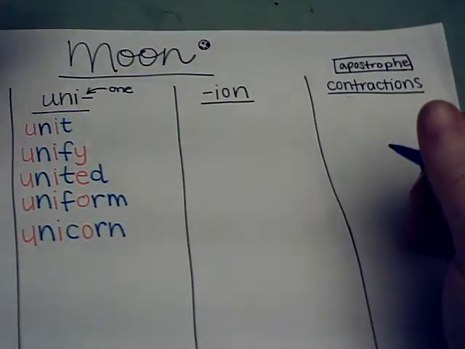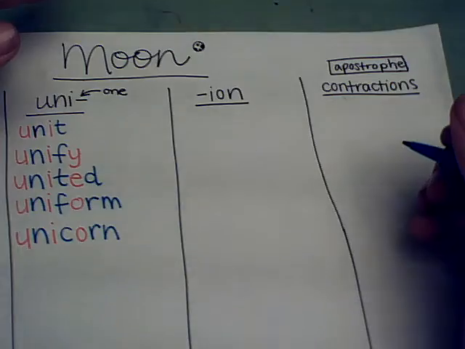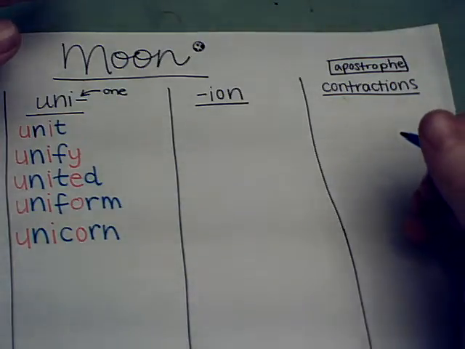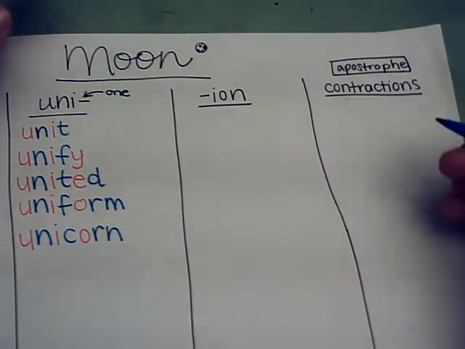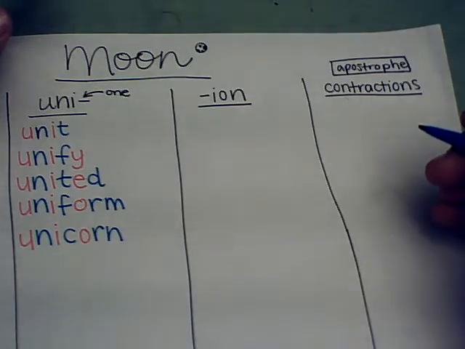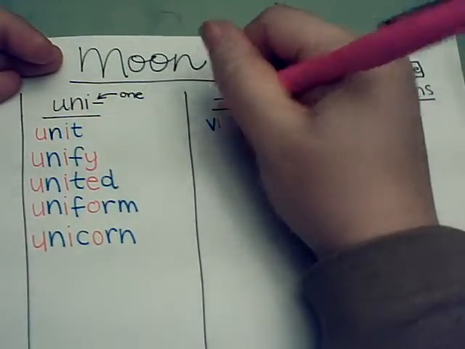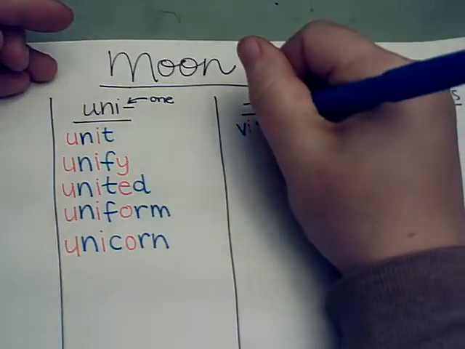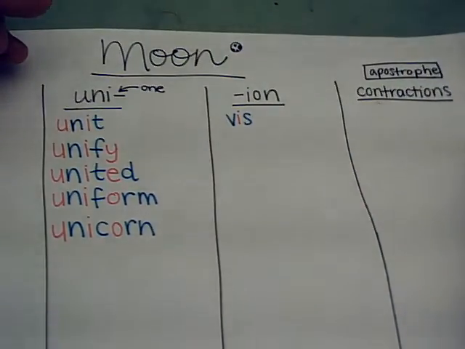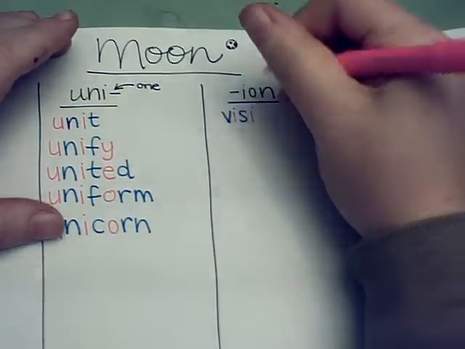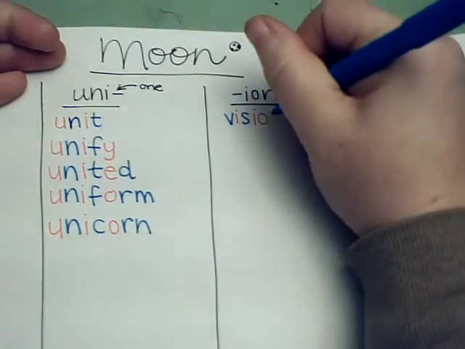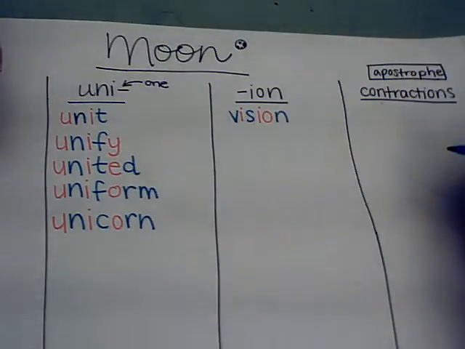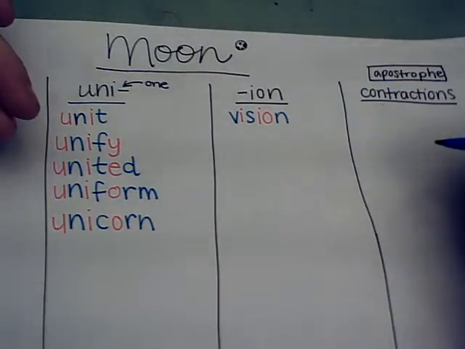All right, with our I-O-N group, let's start with vision, because we know the root V-I-S, or it's coming up very soon. Actually, I think it might be next week. It's soon. So we have V, Vij, I. It's not a Z. It's going to be an S. Vij. And then I-O-N. Vision.